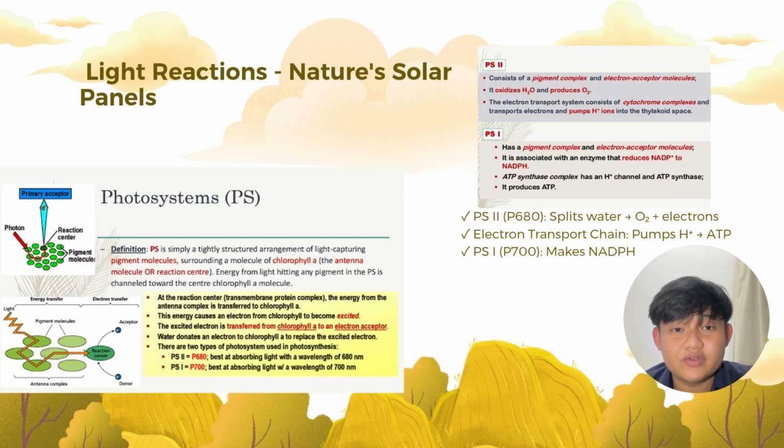The electron eventually reaches photosystem 1, which is the P700, where another photon gives it a second boost. The energy is used to produce NADPH, a key electron carrier, and that proton gradient drives ATP synthase, a molecular turbine that generates ATP. Together, ATP and NADPH are the energy currency for the next phase, which is the Calvin cycle.